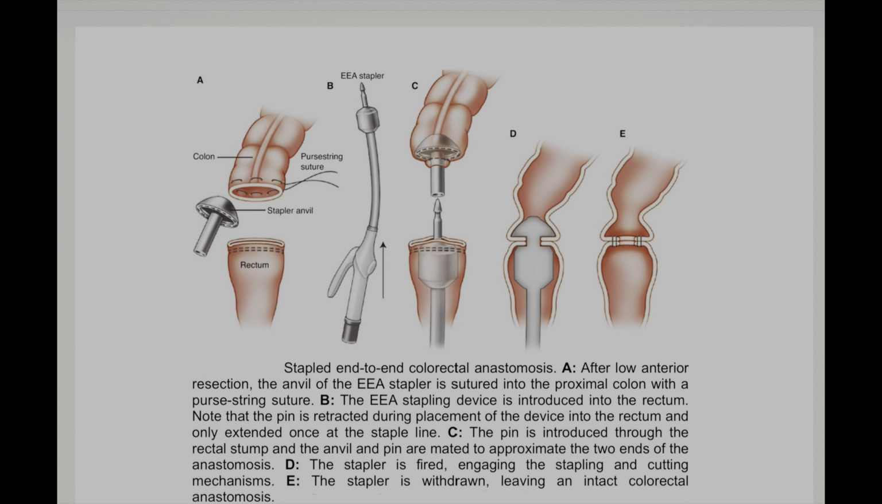The pin is retracted during placement of the device into the rectum and only extended once at the staple line. The pin is introduced through the rectal stump, and the anvil and pin are mated to approximate the two ends of the anastomosis. The stapler is fired, engaging the stapling and cutting mechanisms. The stapler is withdrawn, leaving an intact colorectal anastomosis.